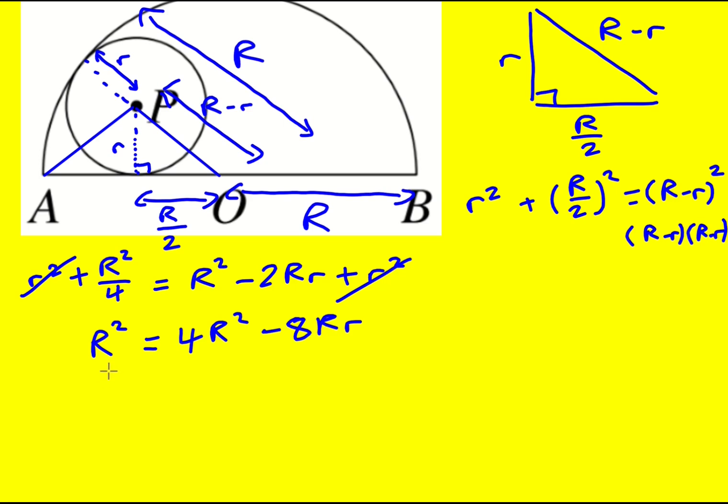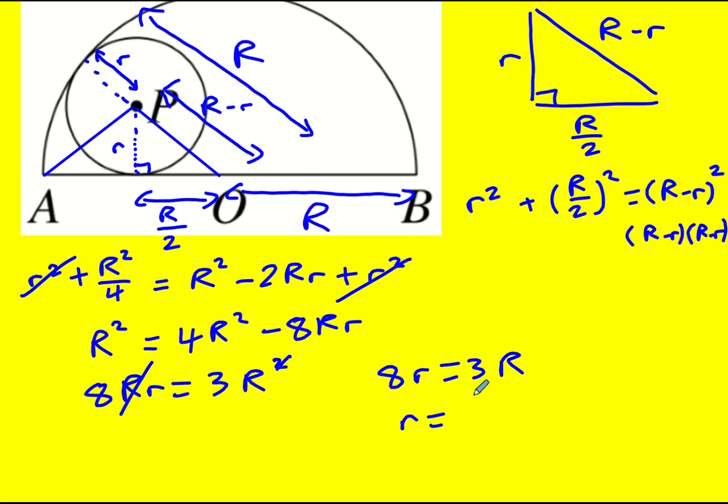So that means we're going to get 8Rr is going to equal 3R squared. Cancel out the capital R's, and we're nearly there. 8r equals 3R. So that means that r is going to equal 3 over 8 capital R.